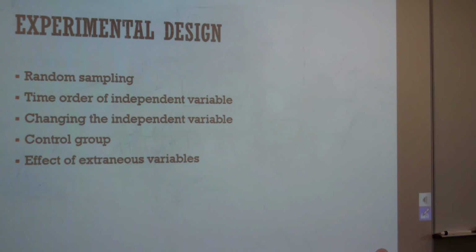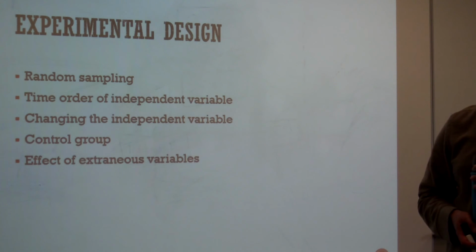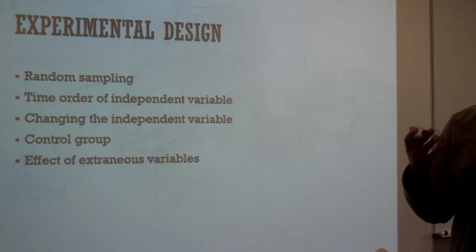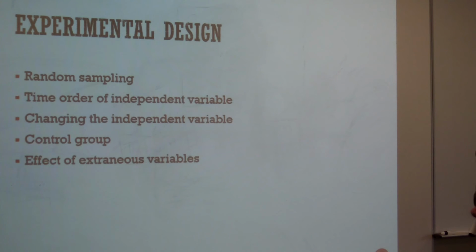So here's a list of things that are important, right? First of all, random sampling. If you don't randomly sample, then you don't have any power in your results, because you could have a very biased sampling if you pick and choose who can be in the study.